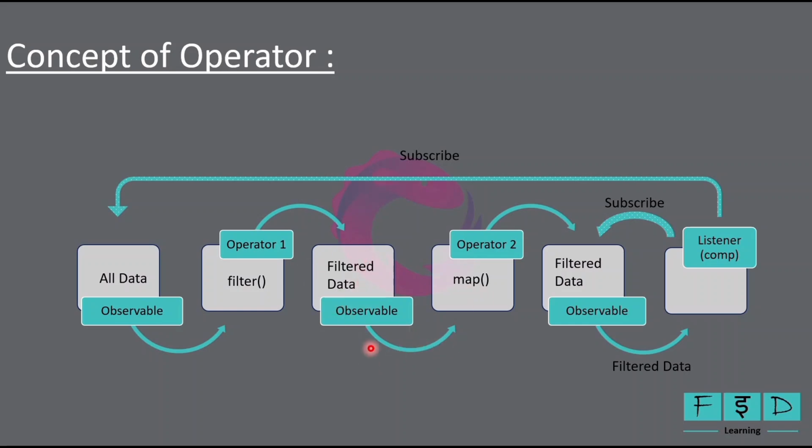Or if you don't want to, then you can directly subscribe to this filtered data and you will get data greater than 40. But if you want to add some numbers to the filtered data, then you can do that operation with the help of map. Then map will again generate data in the form of an observable, and then you can subscribe to it and you'll get that data directly in your component. So with the help of RxJS operators, we can manipulate our data as per our requirement. Hope you understand the concept of operators.